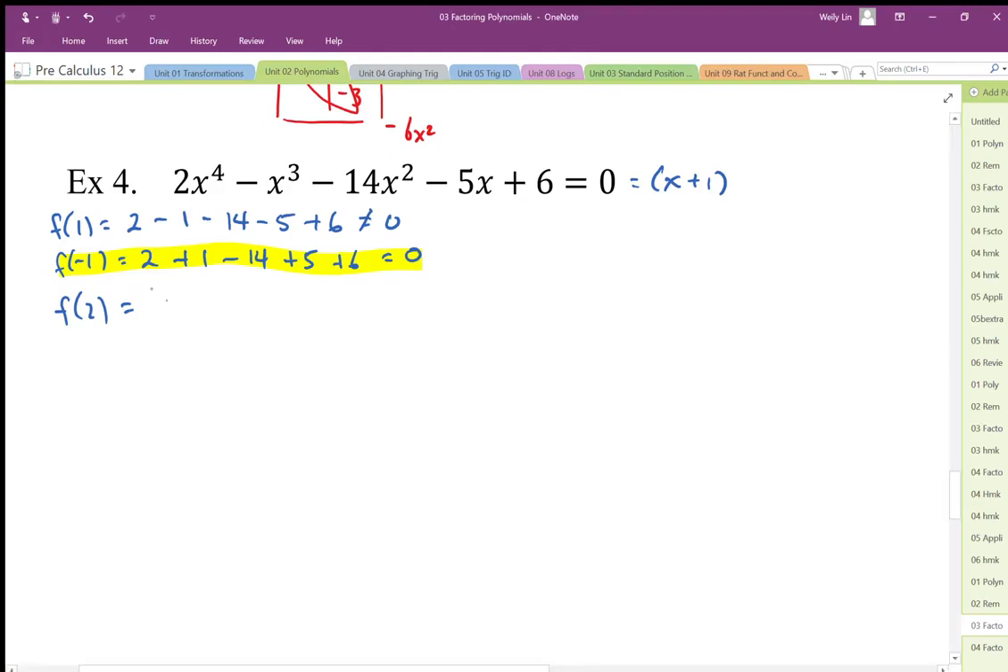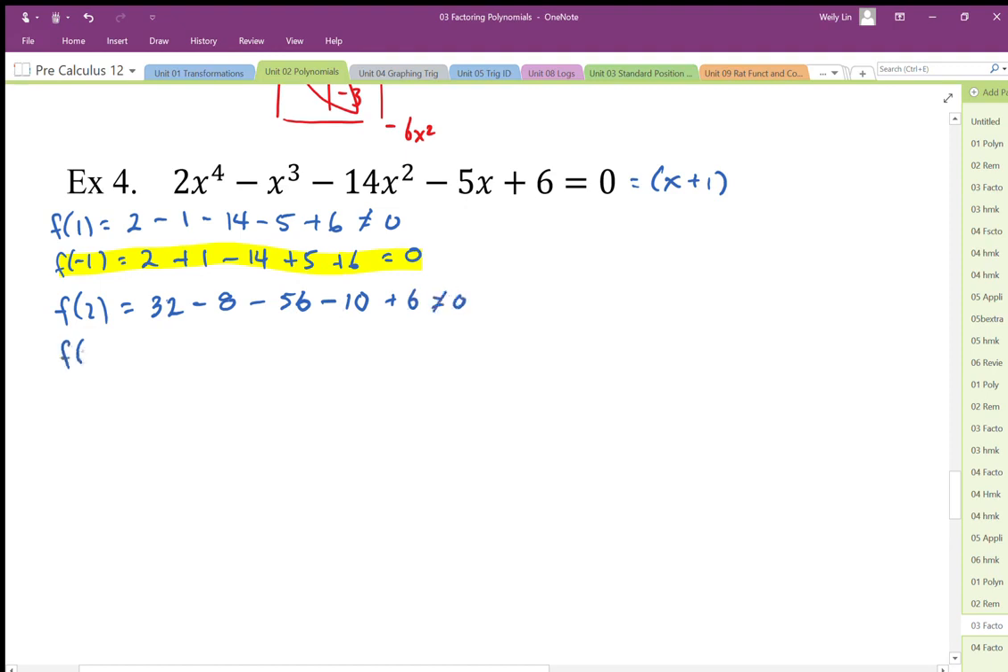So here we're going to get 2 to the power 4 times 2 is 32 minus 8 minus 14 times 2. Well, 14 times 2, what's that going to give us? 56, I think it is. Minus 10 plus 6. Okay, so that doesn't quite work. So I'm going to just say not equal to 0.